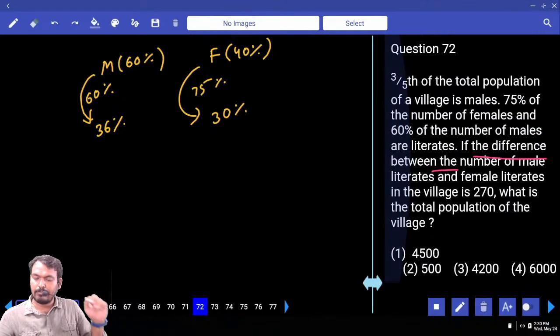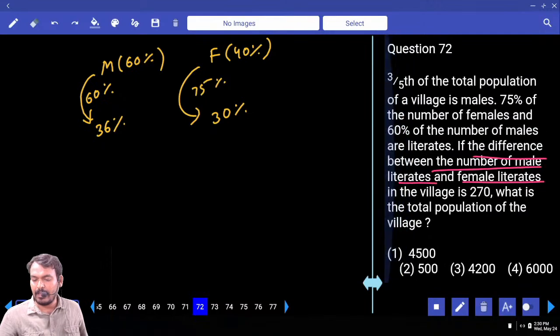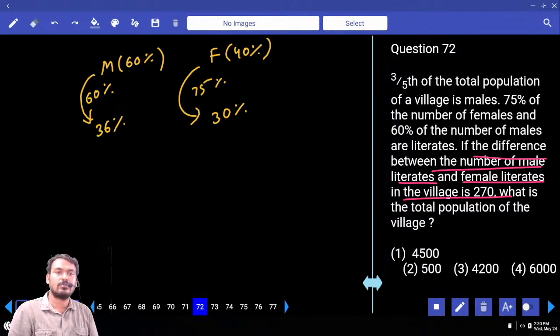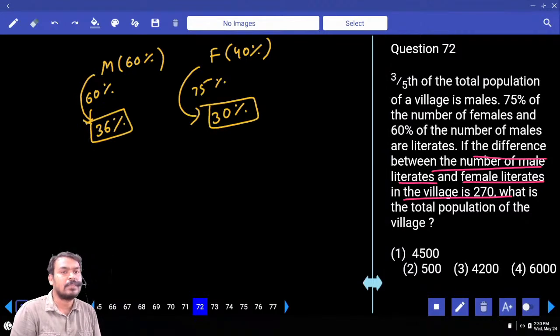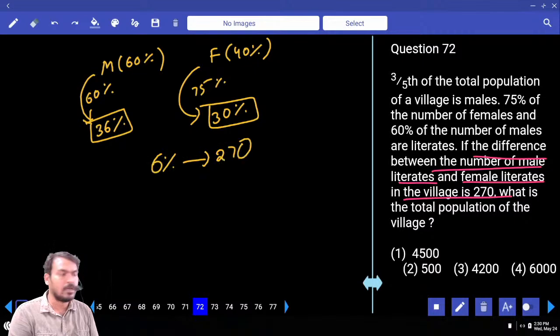The difference between the number of male literates and female literates in the village is 270. Male literates are 36. Female literates 30. Difference is 6%. Equal to 270. But we require the total population. How much percent do we need? 100%. Almost 45 times.